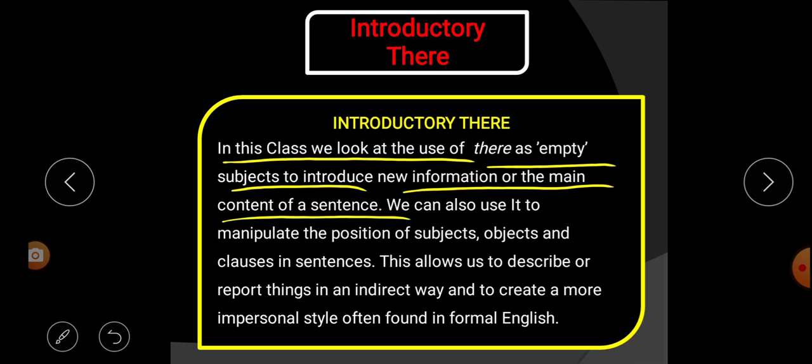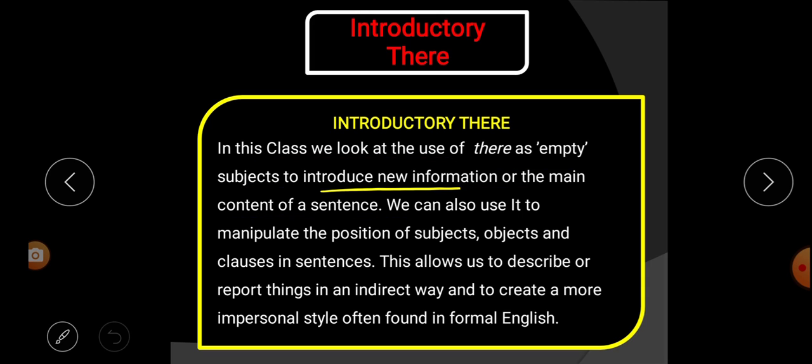So, in this class, we will look at what? The use of there as an empty subject. Understood? In this class, we will learn the use of there as an empty subject. For what? To introduce new information. Understood? We will learn how to introduce there, or use of there as an empty subject for what? For introducing new information or the main content of the sentence.